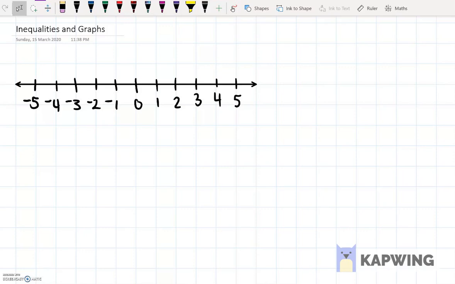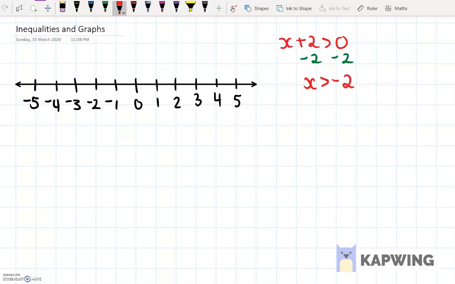Okay guys, today what we're going to look at is inequalities and graphs. Now you've been solving inequalities already. You've looked at solving linear inequalities such as x plus 2 is greater than 0. So you know that if you have x plus 2 is greater than 0, the first thing you do is minus 2 from both sides, and then we get x is greater than minus 2.